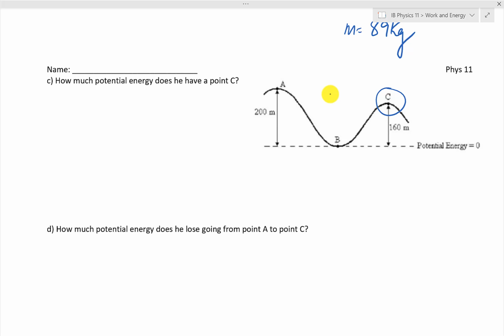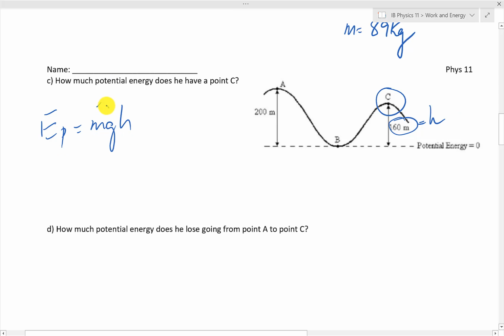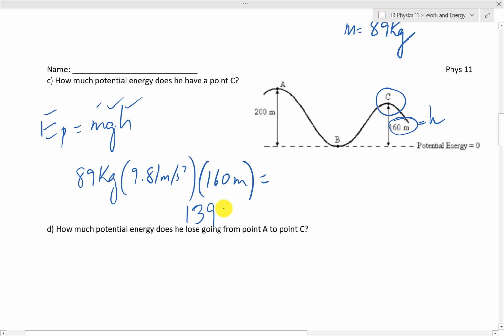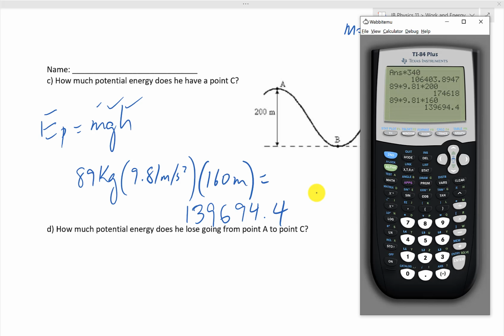We know at point C, the height Jimmy is at is 160 meters. So if we use EP equals mgh, we have his mass, we have gravity, and his height is 160 meters. Putting this all in our calculator, we get 139,694.1.